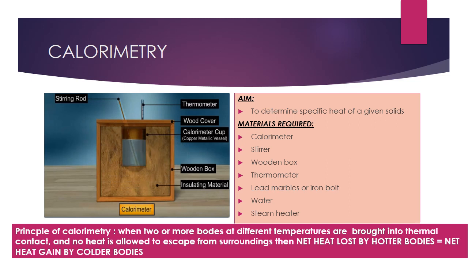Already you can understand that in the previous activities you learned net heat lost by hotter bodies is equal to net heat gain by the colder bodies. That is the principle of calorimeter. When two or more bodies at different temperatures are brought together into thermal contact, when no heat is allowed to escape out to the surroundings, then net heat lost is equal to net heat gained.